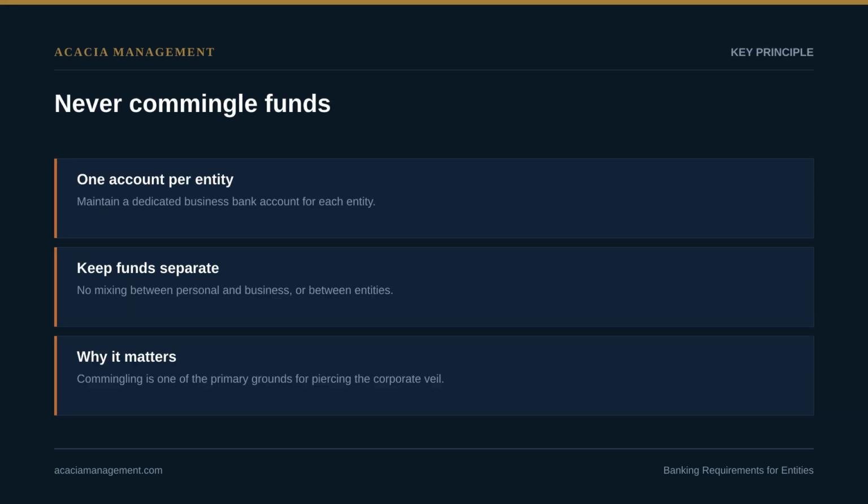A key operational principle: maintain one business bank account per entity. Do not commingle funds between personal and business accounts, or between separate business entities. Commingling is one of the primary grounds for piercing the corporate veil.